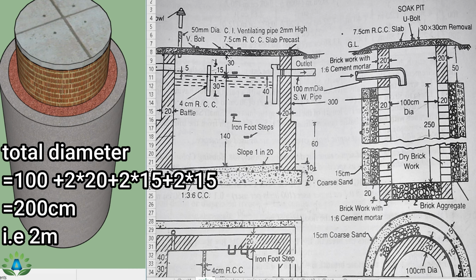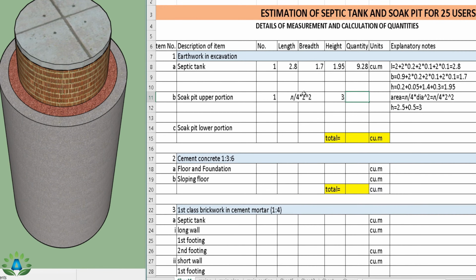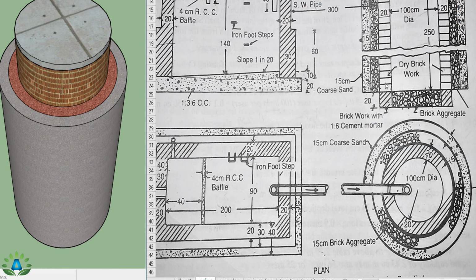So in the upper portion we have the height of 250 plus 50, that is 300 centimeter height. So I can easily write the height equals 2.5 plus 0.5, that is 3 meter, and by calculating this area into height we get our total quantity 9.42, and the unit is cubic meter. Now we are going to find the excavation in the lower portion.